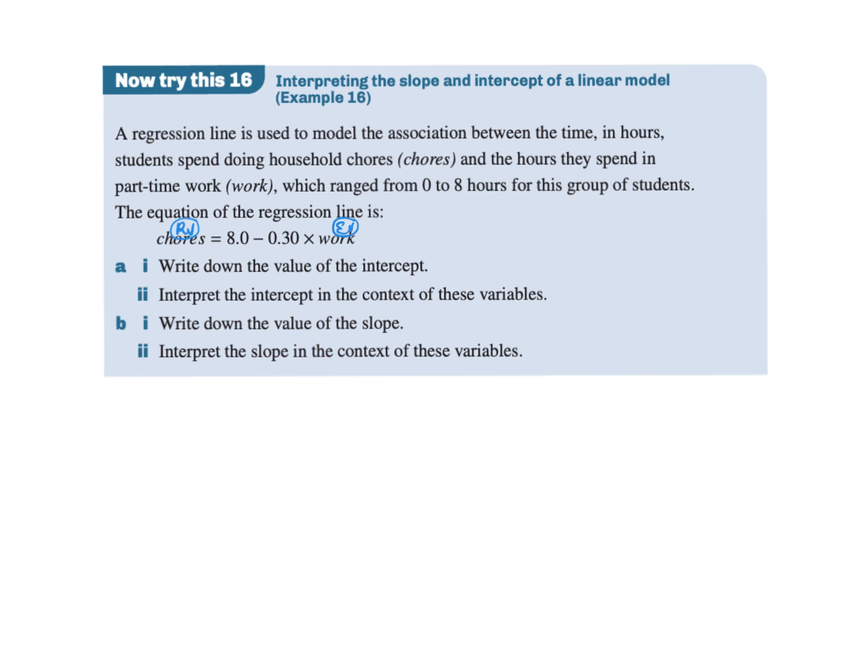Okay, then it says write down the value of the intercept. Remember, that's the A value. So what's the A value in this one? 8.0. Good. And now it's asking me to interpret. So you're going to go and interpret that. I'm going to pause the video in a minute, and then we'll do B and you'll interpret the slope, which we can see is what's the value of the slope? Negative 0.3. All right, I'm going to pause it for a sec and you go and write it.